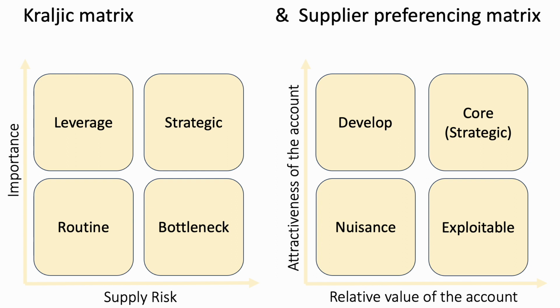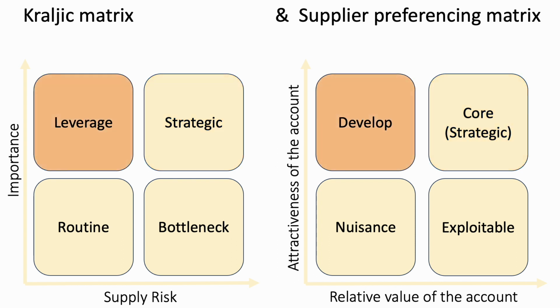Ideally, a buyer's position in the Kraljic matrix should match how they are seen in the supplier preferencing matrix. For high-risk and high-impact items, a buyer should aim to be a core customer to ensure a steady supply. This alignment between the buyer's needs and the supplier's view leads to successful partnerships. Here are some examples of how these matrices work together. Strategic items and core relationships mean both sides value their partnership.